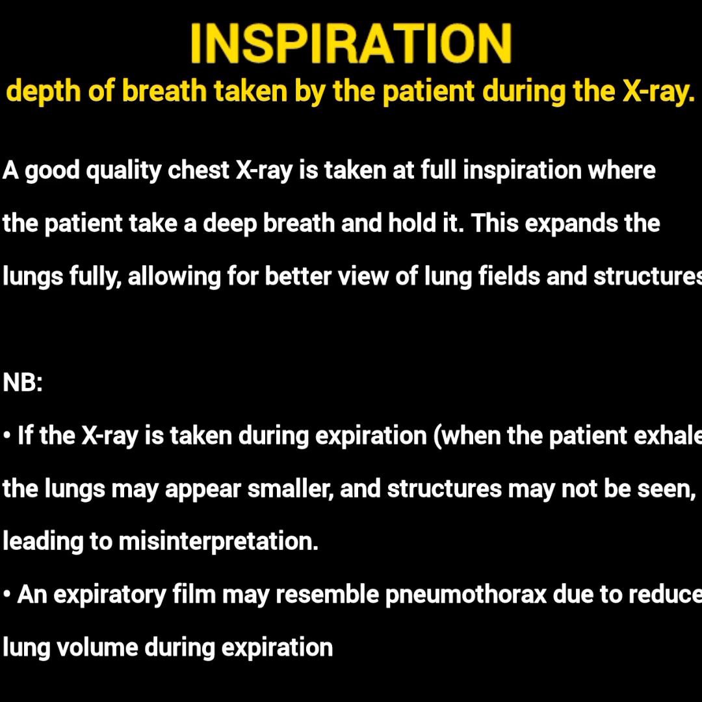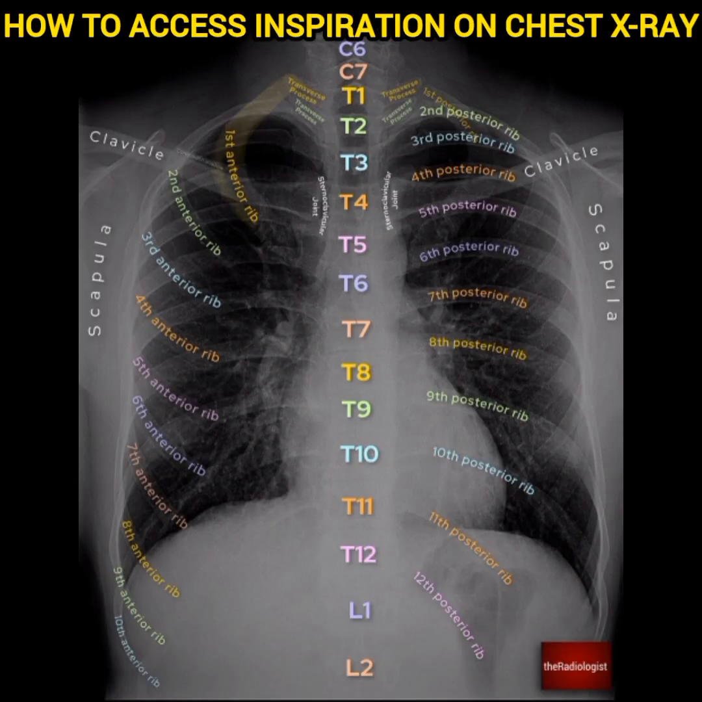How to assess inspiration on chest X-rays? You check the apex, the bottom, and the lateral aspect of the lungs. The lung apices should be visible. 5 to 6 anterior ribs should be visible. Both costophrenic angles should be visible, and the lateral rib edges should also be visible. This shows there is adequate inspiration.